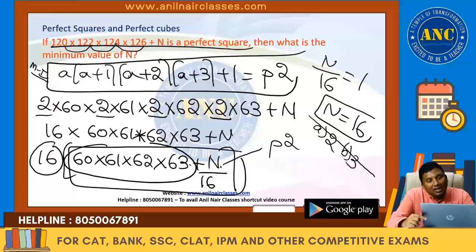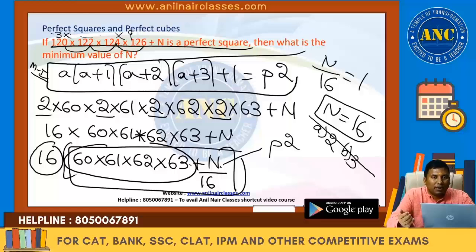One way. Another way is you check the digital sum. 120 digital sum is 3. 6 plus 2, 8, 8 plus 1, 9. You don't need to do others. 9 into any number is 9. 9 plus, if you see 16, 16 digital sum is 7. 9 plus 7 is 16, which is 7.